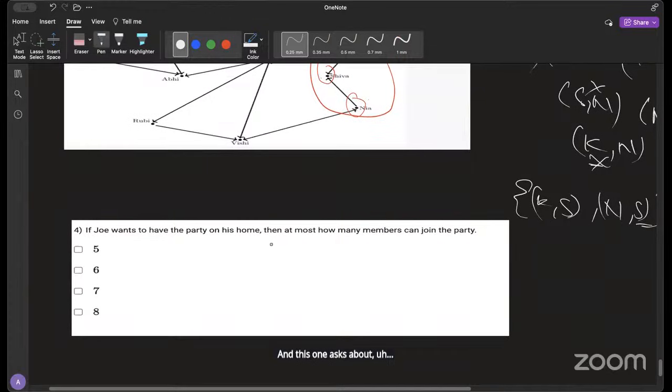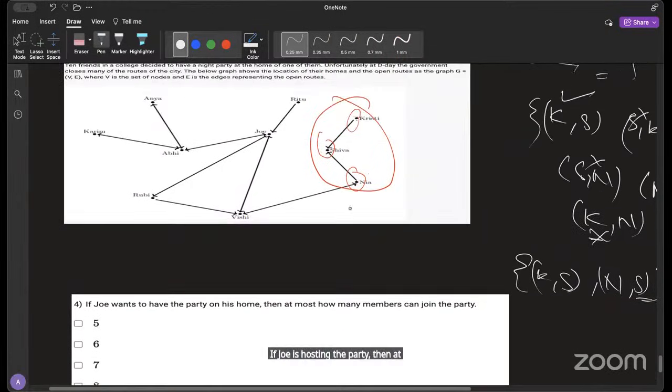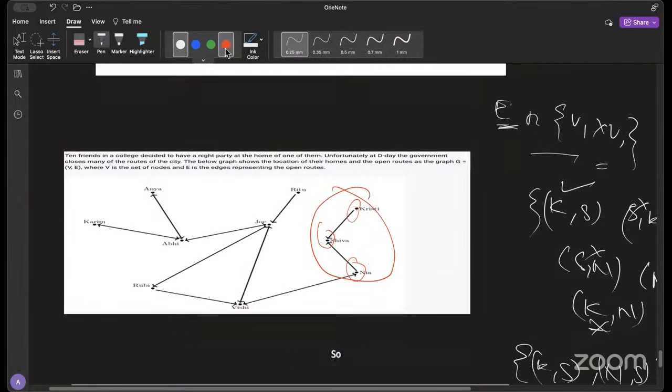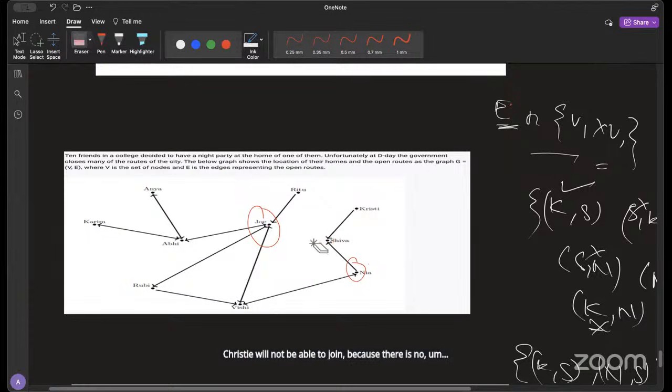This one asks: if Joe is hosting the party, then at most how many members can join the party? So Joe is here. Everyone here can join. Only these two, Shiva and Christy, will not be able to join because there is no way to go back. The rest can join, so 8 can join. Everyone else can join the party, the rest is only 7, right?